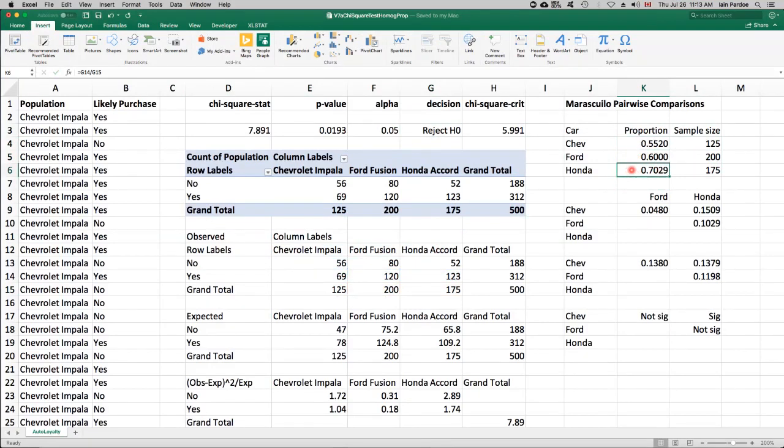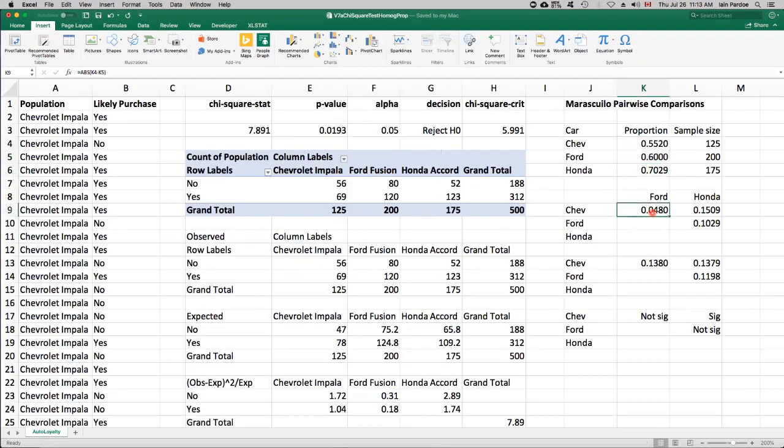And what we want to ask ourselves is, if I'm comparing, say, the Chevrolet and the Ford, do those sample proportions differ by enough that I could conclude that the corresponding population proportions would differ? And similarly, comparing the Chevrolet and the Honda, do those differ by enough to conclude a difference in the population proportions, and for the Ford and the Honda as well? So we do that using this Marascuilo procedure.